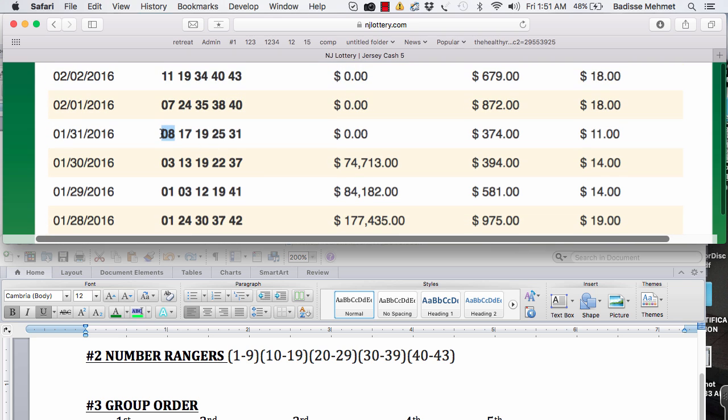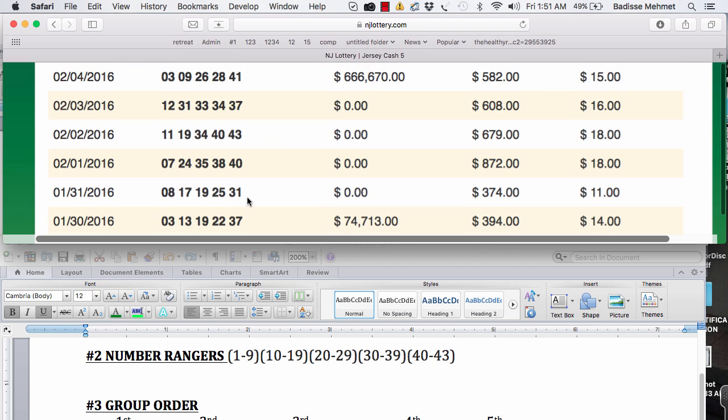The first digit is from 1 to 9, okay? The second is from 10 to 19, and then the fourth number is from 20 to 29, and the fifth number is from 30 to 39. Do you see how different the groupings are?